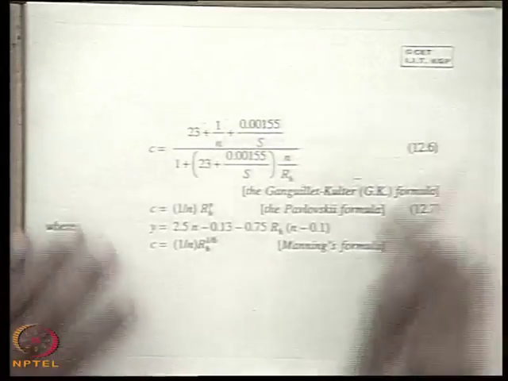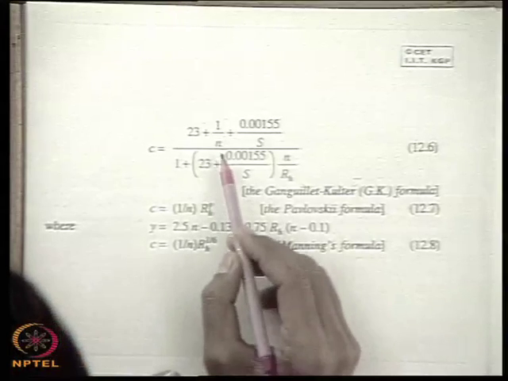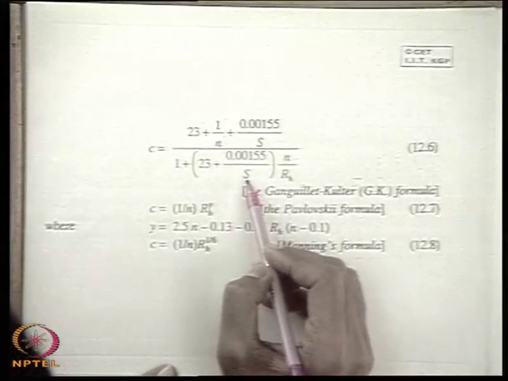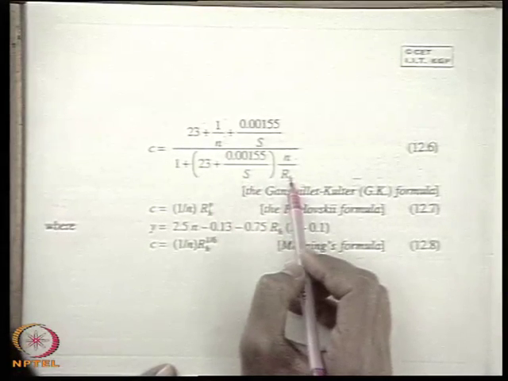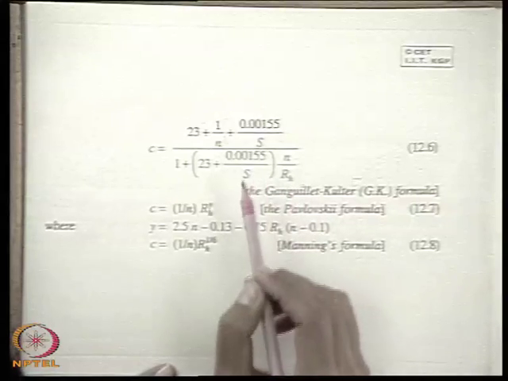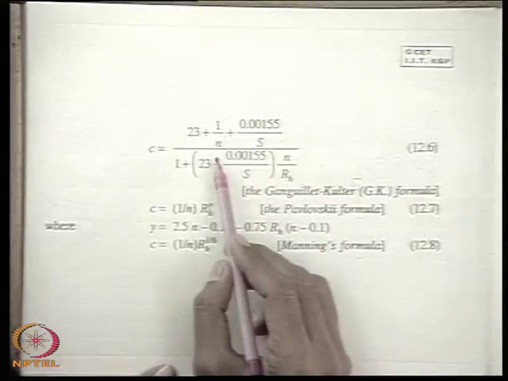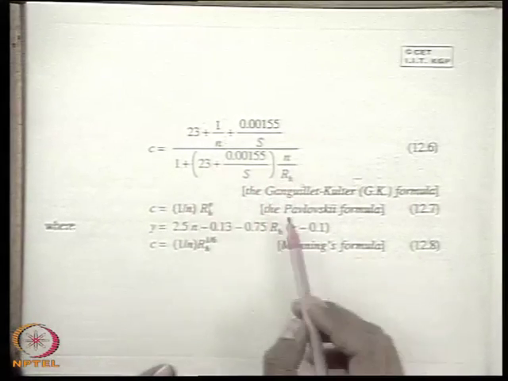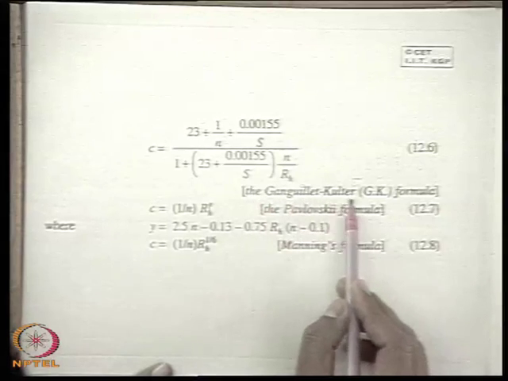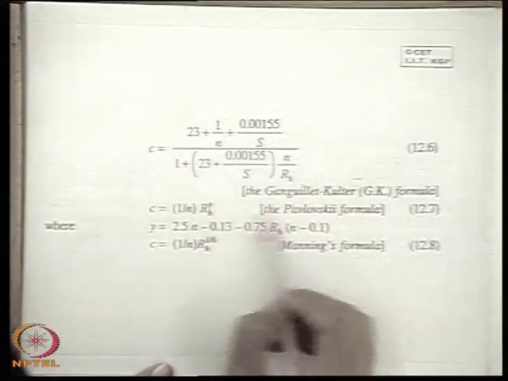Now I will show you certain empirical formulas for Chezy's coefficient C, which is a function of n, the roughness factor here, and R_H, the hydraulic radius. It is mostly a function of the roughness factor and the hydraulic radius. The first one is the Ganguillet-Kutter formula. These are all empirical formulas.